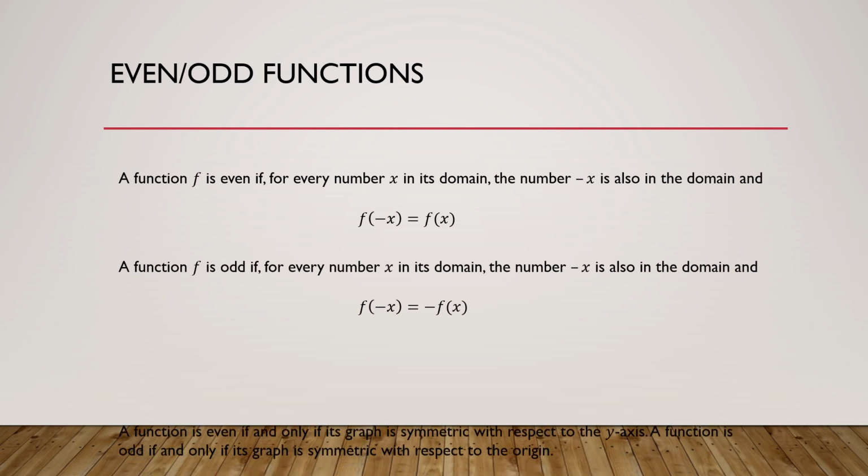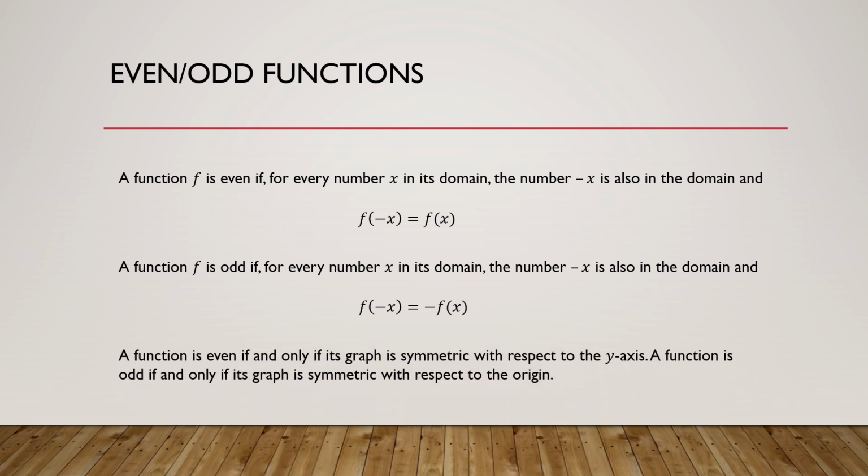A function is even if and only if its graph is symmetric with respect to the y-axis. A function is odd if and only if its graph is symmetric with respect to the origin.